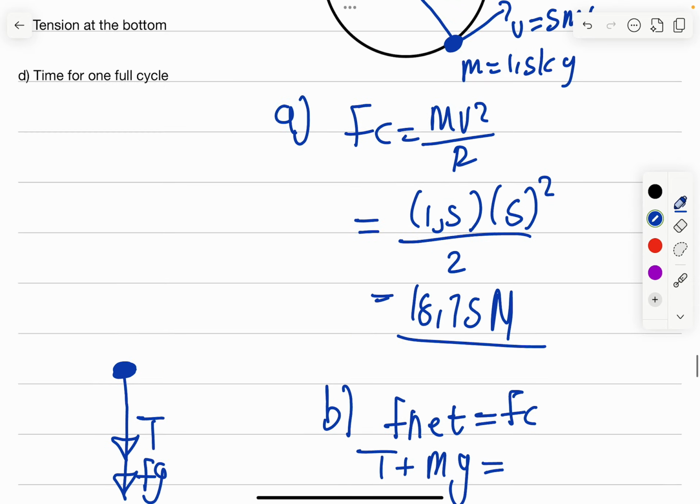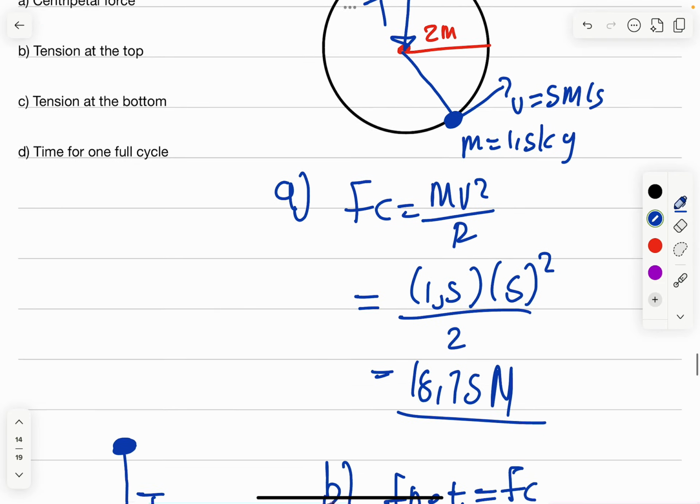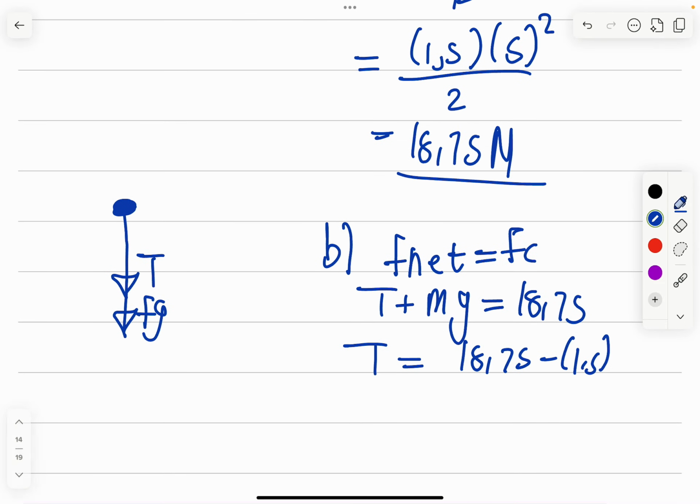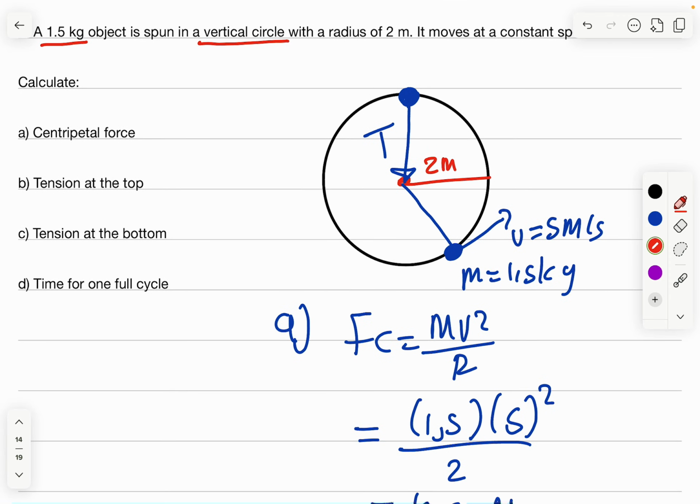Centripetal force, I calculated it here: 18.75. The tension is what I want. I'm going to have 18.75 minus mg. My mass is 1.5, and g is 9.8. So I'm going to have the answer minus 1.5 multiplied by 9.8. The answer is going to be 4.05 newtons.